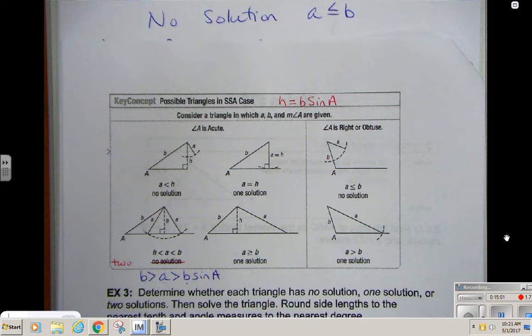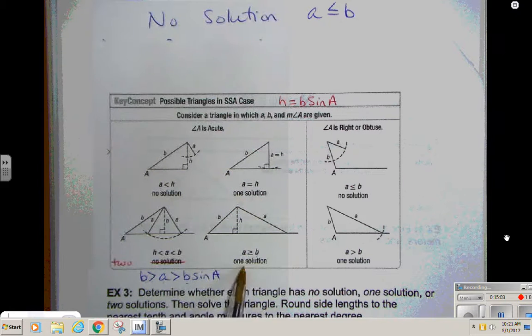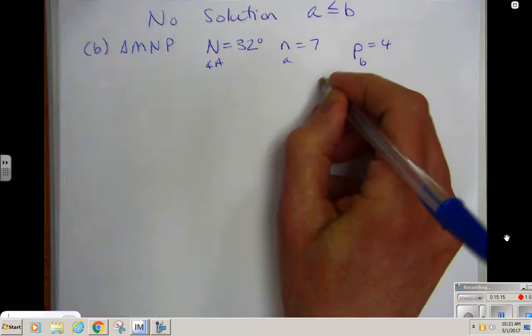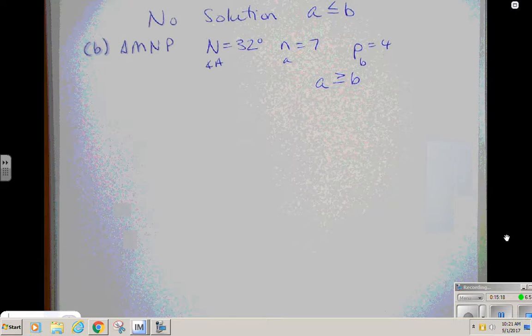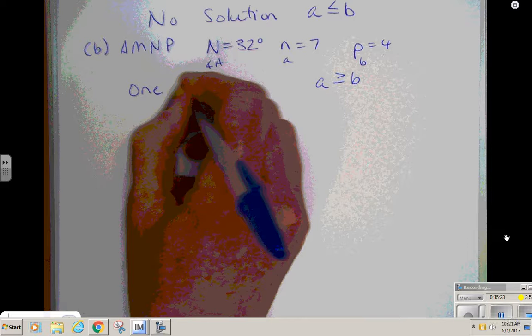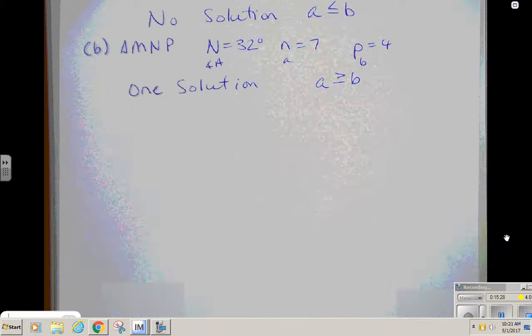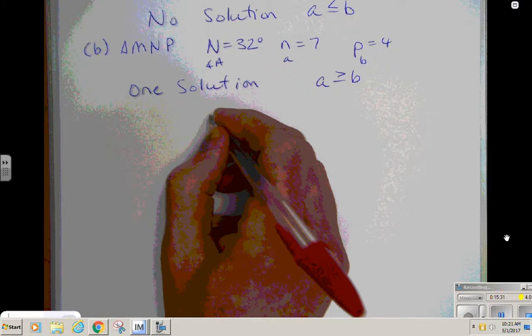to figure out. So let's look at if side A is bigger than side B. And if that's the case, then I can just say, well, there's going to be one solution. Okay, so side A is 7, side B is 4. A is greater than or equal to B. That does work. So you're going to have one solution. That means I need to solve for the rest of the triangle. So I'm going to draw the triangle since it actually exists.